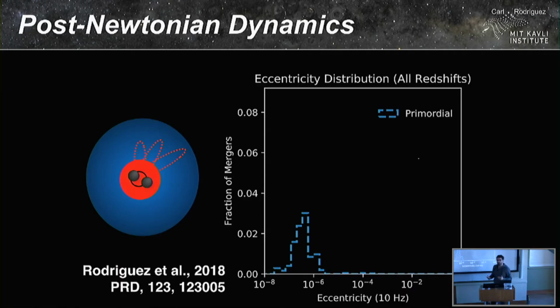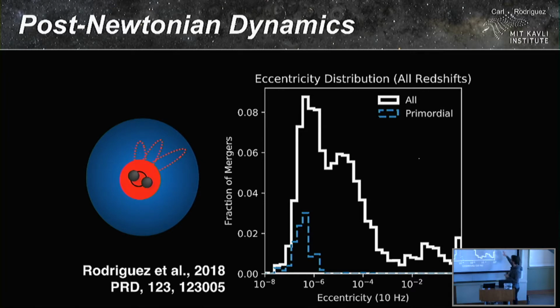What do these things look like? What are the eccentricities you expect from binary stars versus dense star clusters? From binary stars, most of your eccentricities are going to be around 10 to the minus 7 when they hit the LIGO band. LIGO will never ever see that. But from clusters, you get this very broad distribution that goes all the way up to eccentricities of nearly 1.